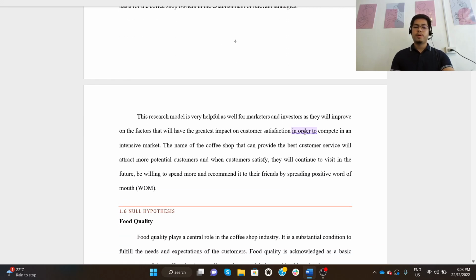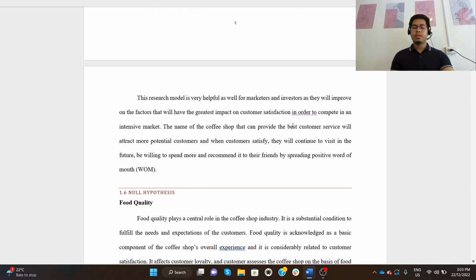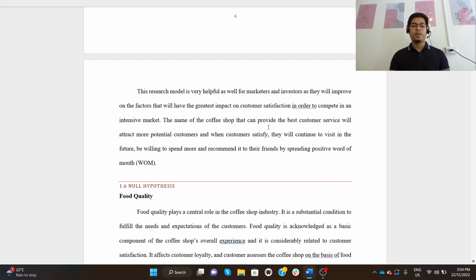This research model is very helpful as well for marketers and investors, as they will improve on the factors that will have the greatest impact on customer satisfaction in order to compete in an intensive market. The coffee shop that can provide the best customer service will attract more potential customers, and when customers are satisfied, they will continue to visit in the future, be willing to spend more, and recommend it to their friends by spreading positive word of mouth.